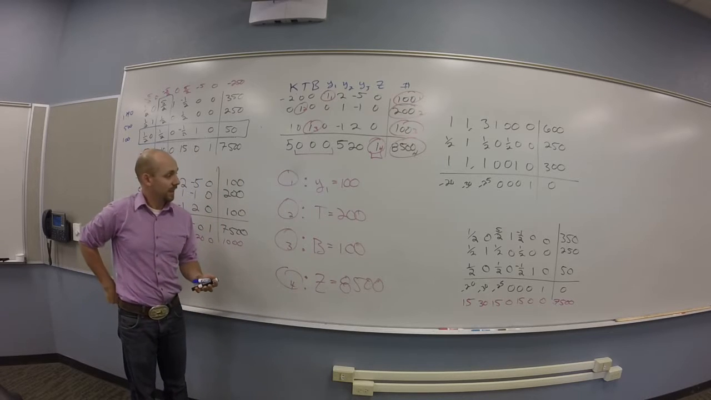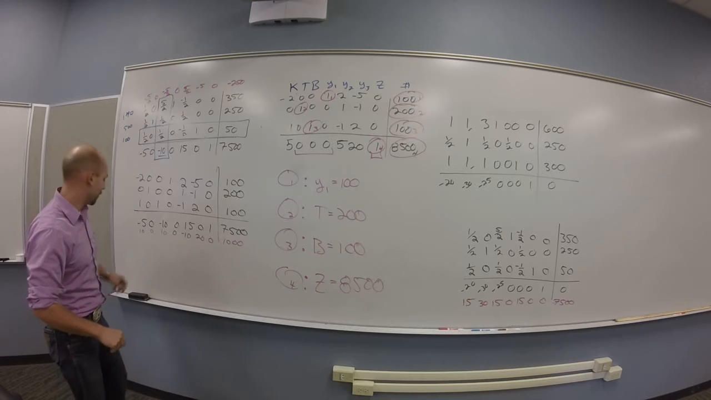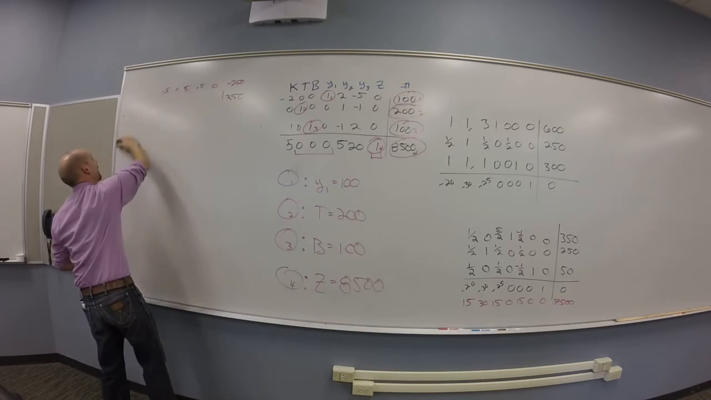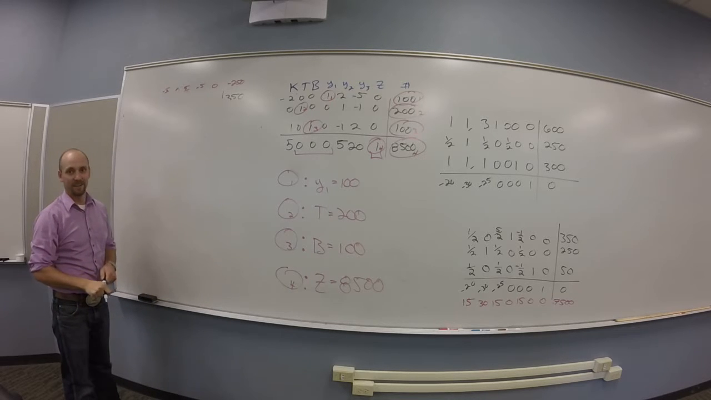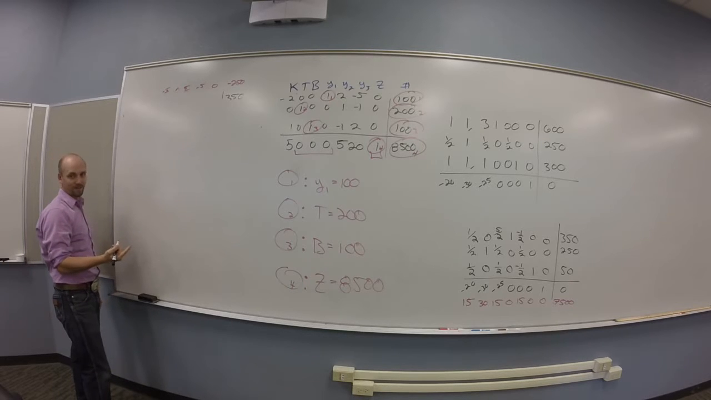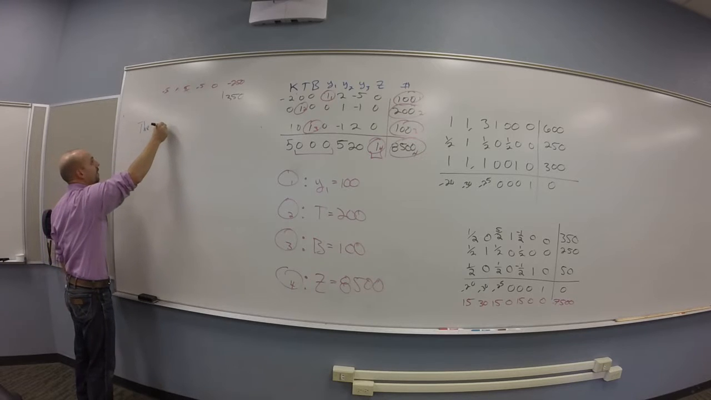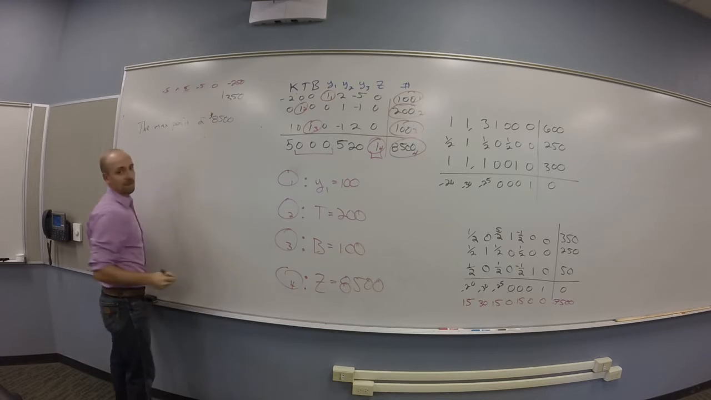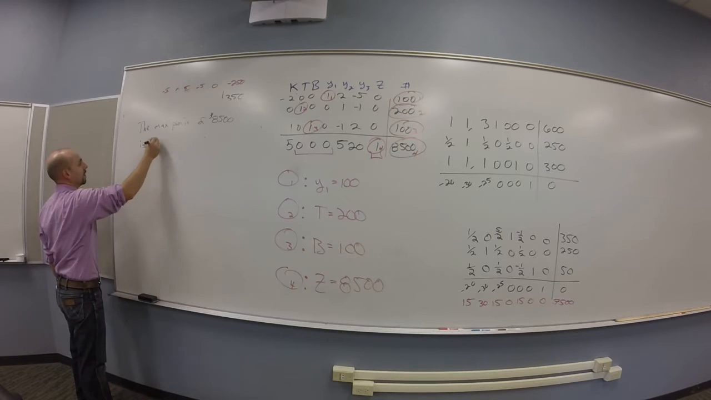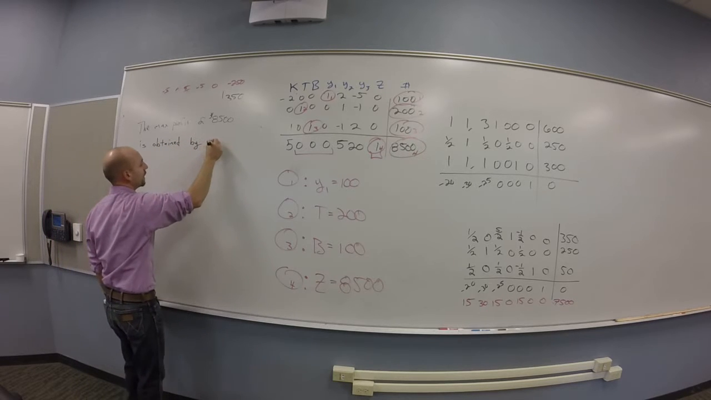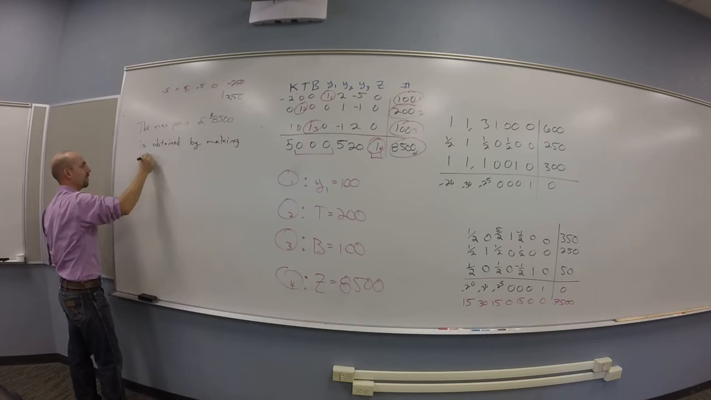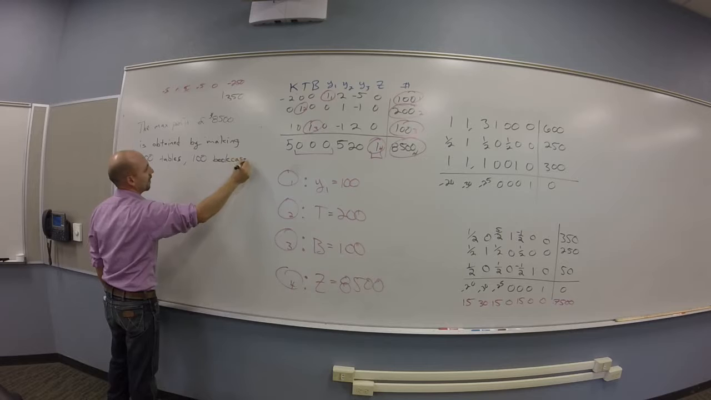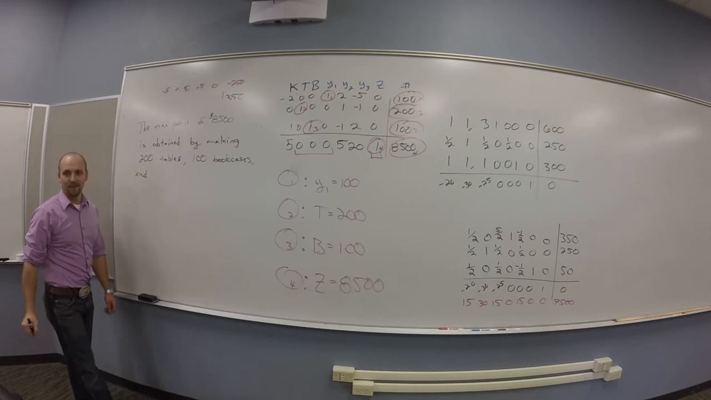Okay, so in the end here, I should be writing a sentence about this, yes? Yeah. There should be something about a factory. So, what do I know about the factory? Let me read off the last thing first, because that's the pertinent piece of information. The max profit of $8,500 is obtained by making 200 tables, 100 bookcases, and no chairs.